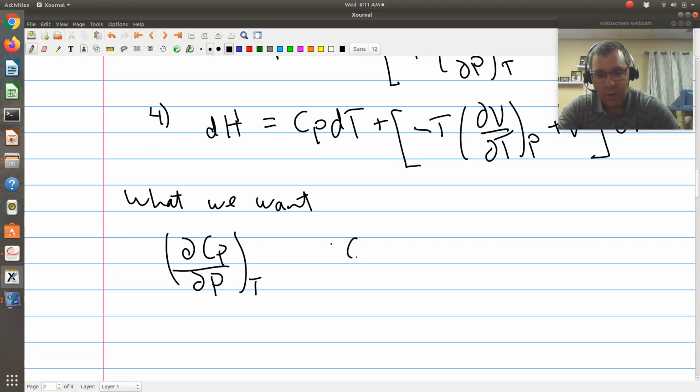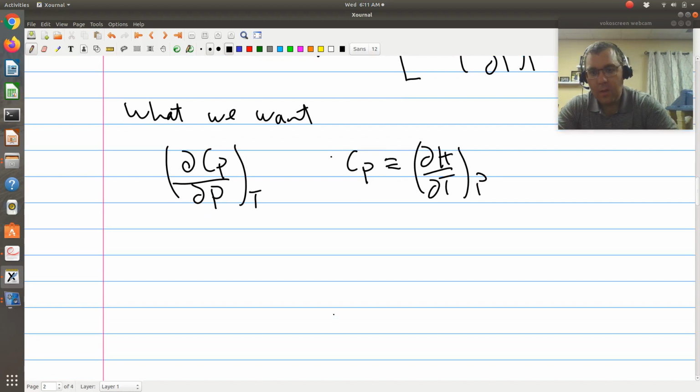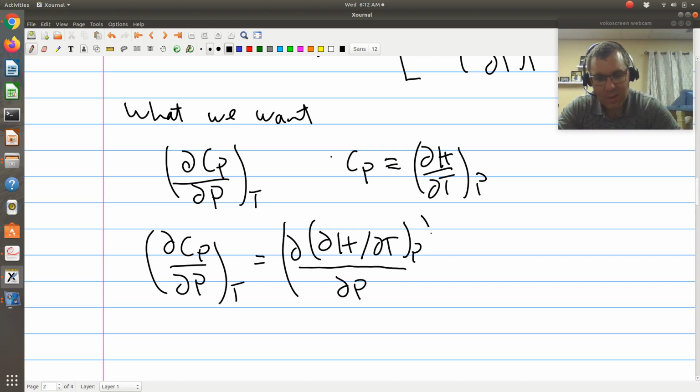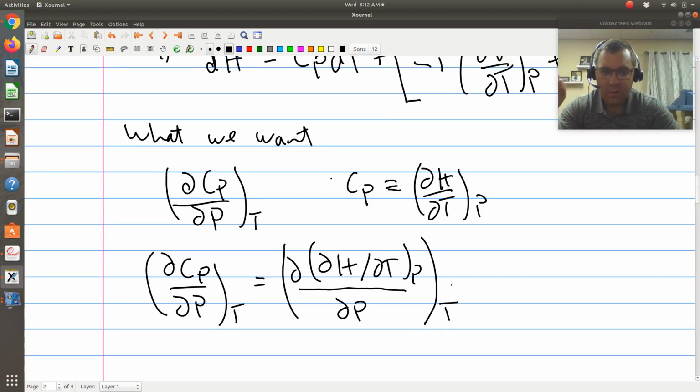The trick is, remember, by definition, Cp is partial H partial T at constant P, right? It's enthalpy with independent variables T and P, the same independent variables I'm using here. Okay, so this would be equivalent. So partial Cp partial P at constant T would be equivalent to, I'm going to plug in for Cp, partial H, partial T at constant P, then the differential of that with respect to P, holding T constant. Okay, good. So that's cool.